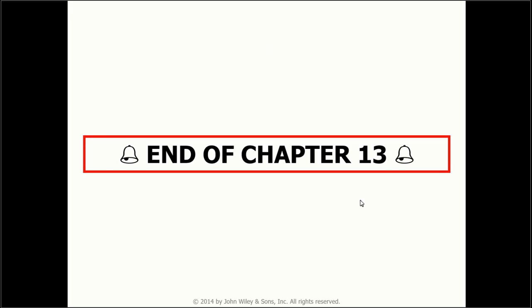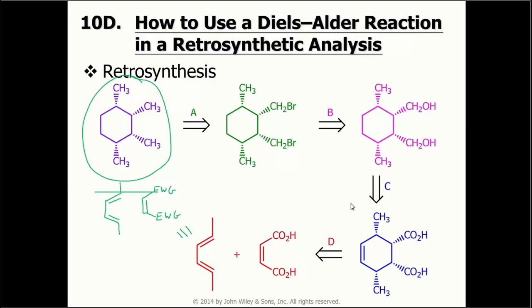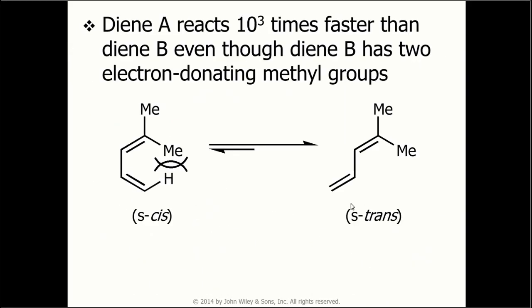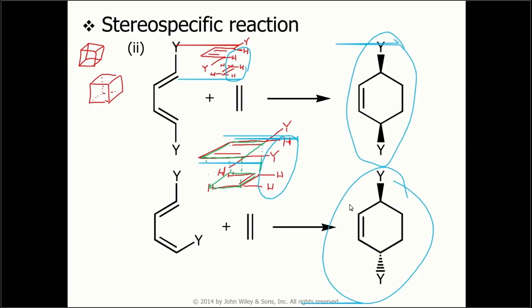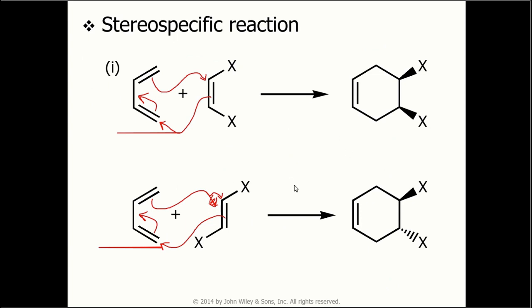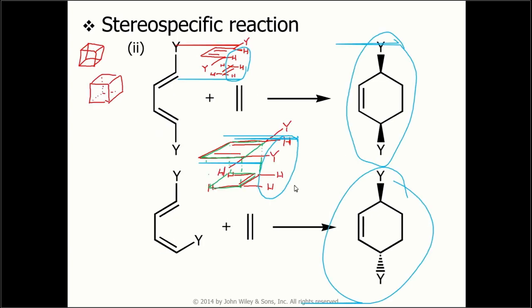Okay, that's the end of chapter 13. What I think you should do at this point, because I know that where we typically have trouble is the jump from this point, I believe, to this point. To the point where you have to start figuring out whether the groups that were on the diene are going to be on the same face or opposite faces.